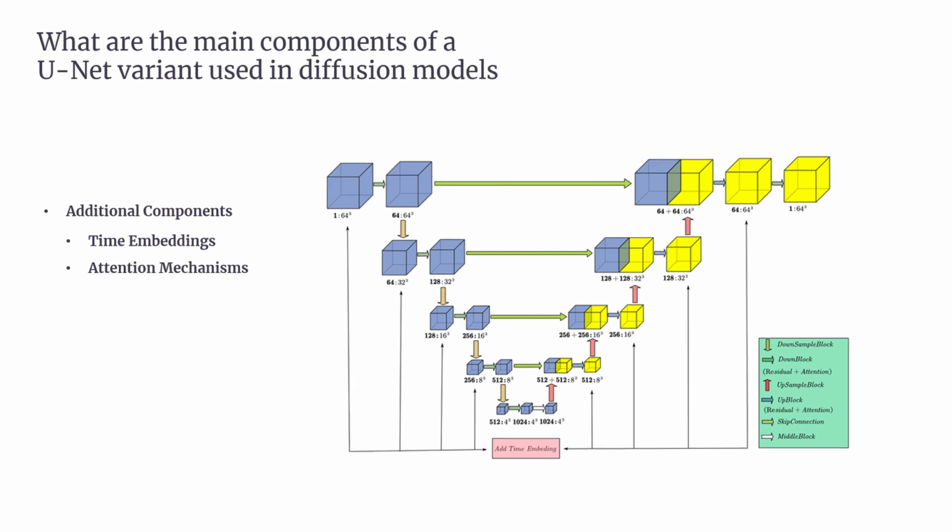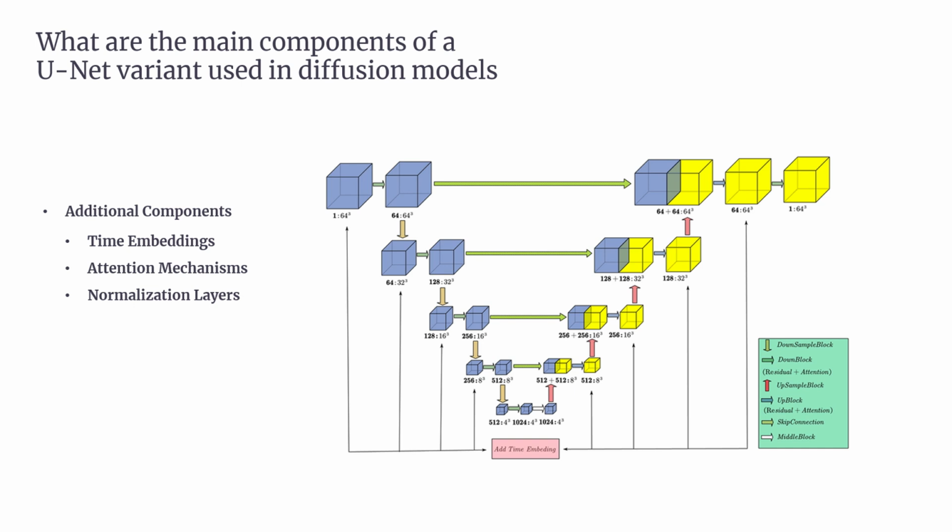Fourth, additional components. 1. Time embeddings. The diffusion process operates in discrete time steps, and time embeddings are used to encode the current time step into the network. This allows the model to adapt its behavior depending on how much noise has been added during the diffusion process. Essentially, the model learns to adjust its denoising process based on the noise level at each step.